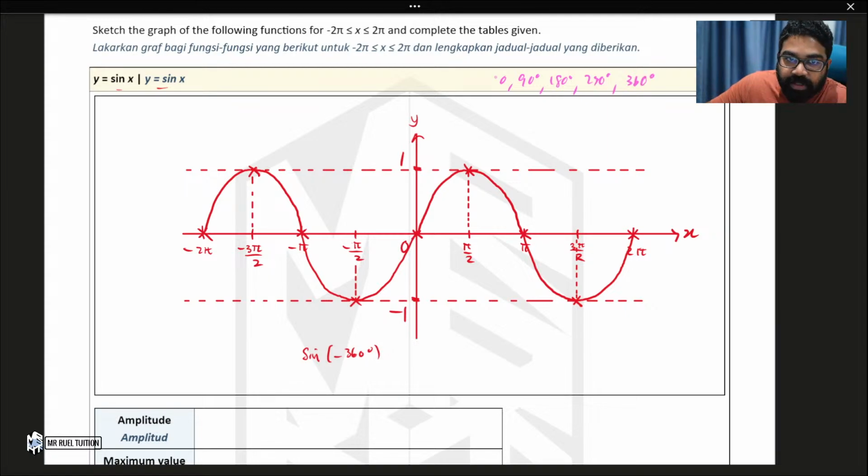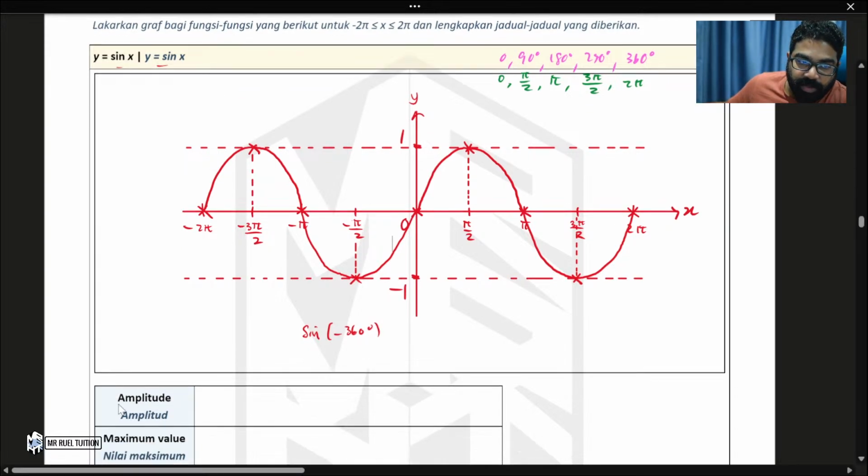So in radians that will be 0, pi over 2, pi, 3 pi over 2, and then 2 pi. You have to mark them. You can see I mark all the points here. So 5 you must mark, and then you can sketch the shape. This is the shape. Okay.